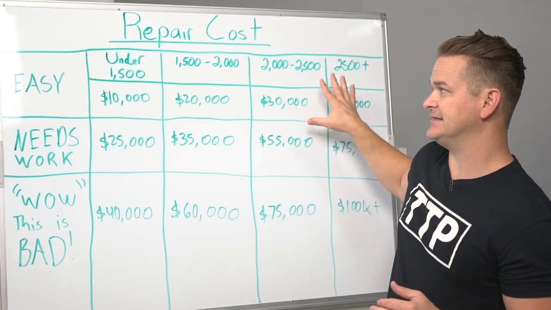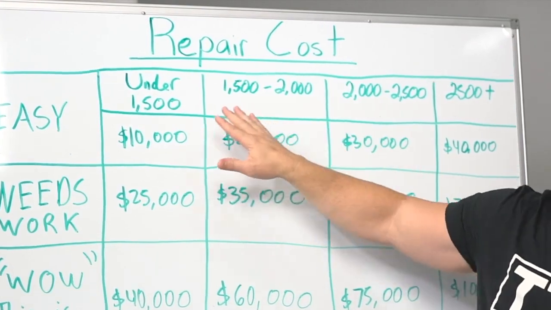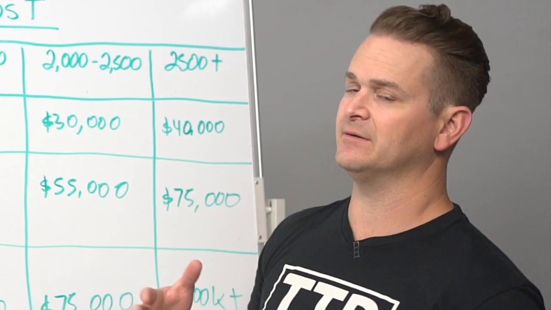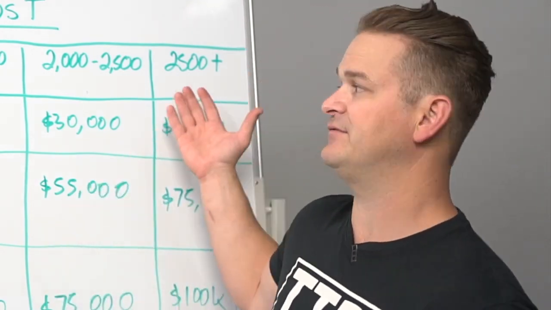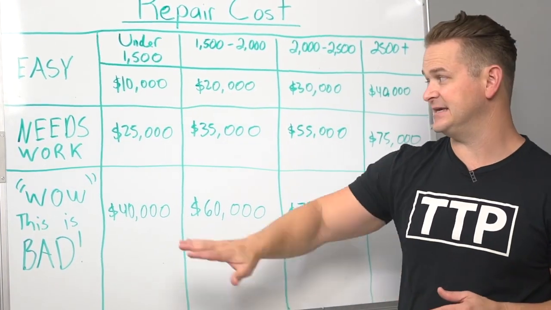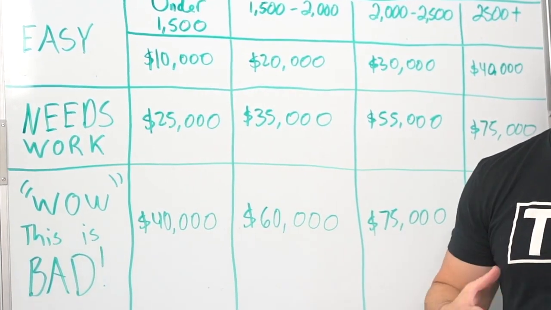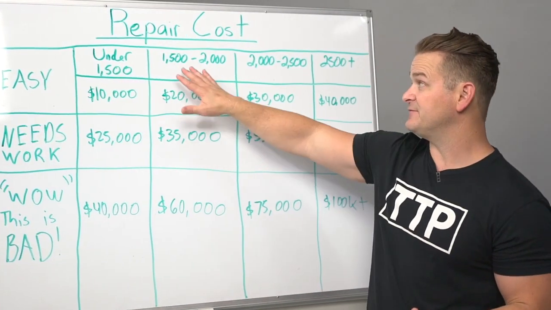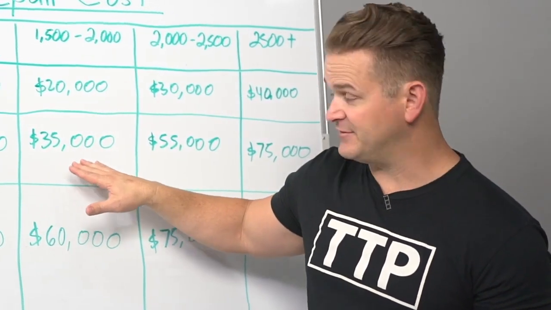This is our big budget. Look at this breakdown that I did here. Under 1,500. This is square feet at the top. This is the size. Listen, most of the time you're not going to be rehabbing over 2,500 square feet, or most people don't do big projects. If they do, obviously you can adjust it, but for the most part, 8 times out of 10, it's going to be under 2,500 square feet. If it's under 1,500, assume 10,000 if it's easy, 25,000 if it needs work, and 40,000 if, wow, this is bad. Okay? 1,500 to 2,000, you got 20,000 here, 35,000 and 60,000.